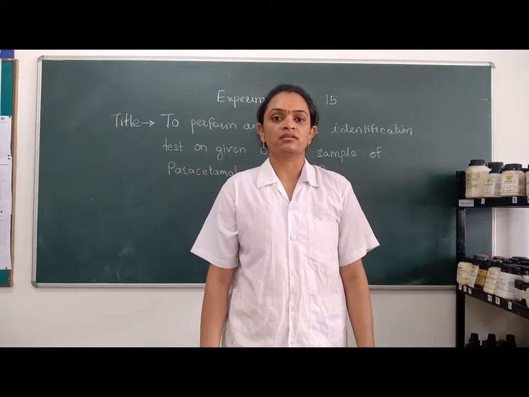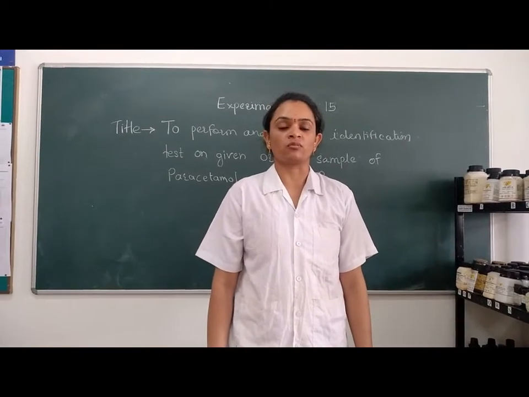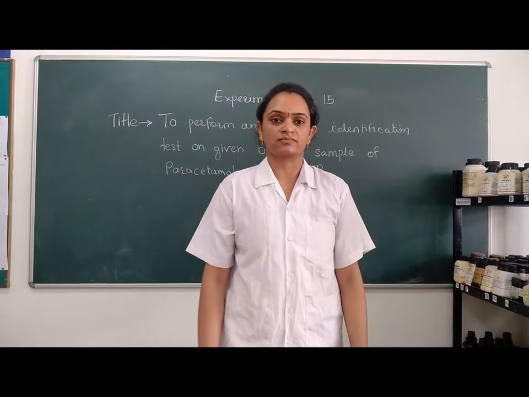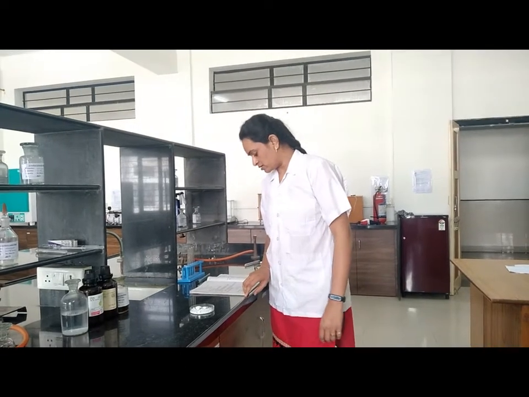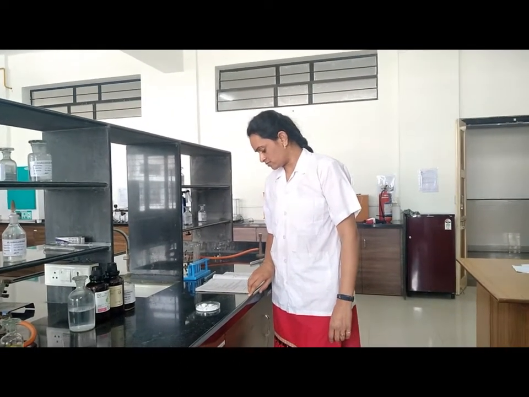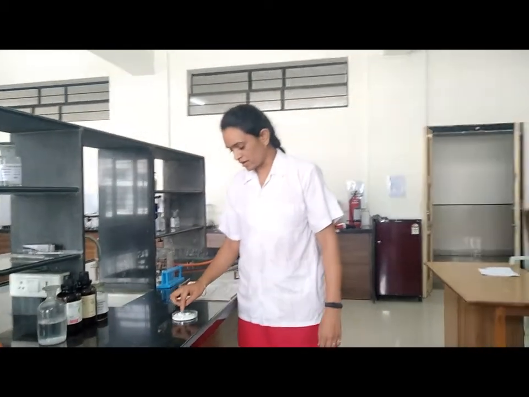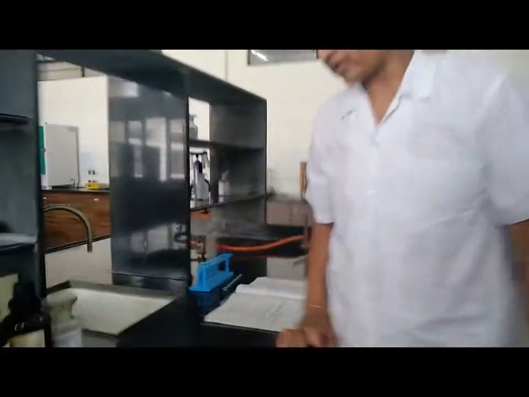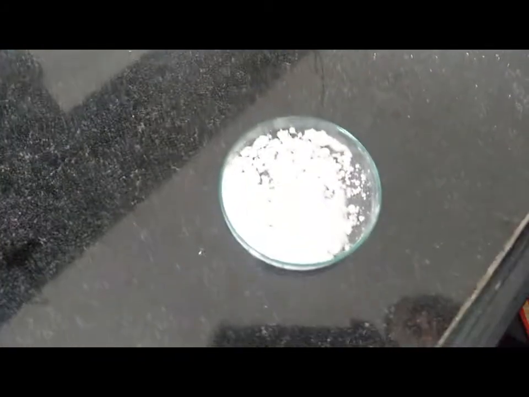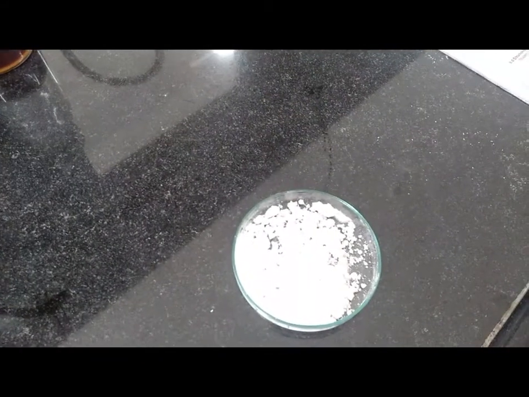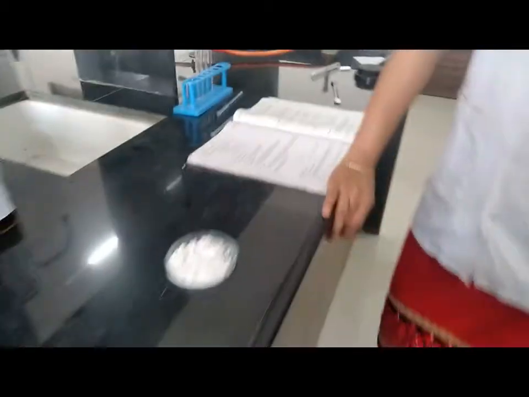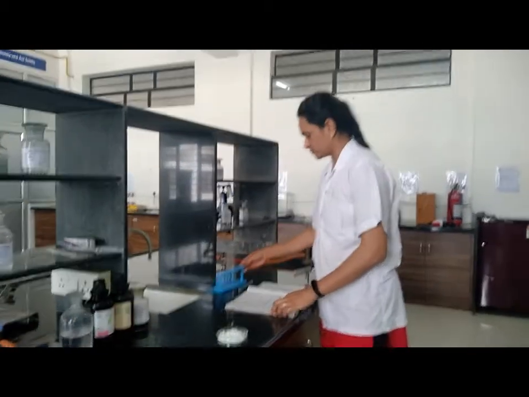Let's move towards the stepwise procedure for performing the identification test. Let's start with the stepwise procedure. First we have to take the description for the given compound. This is paracetamol powder, which is a white colored crystalline powder, odorless, with a slightly bitter taste. Now move towards the solubility test.